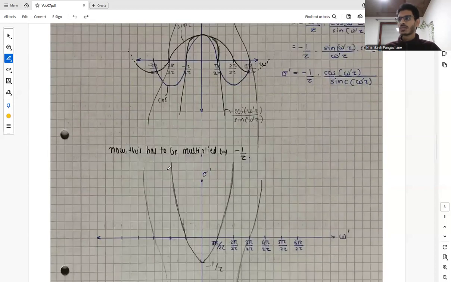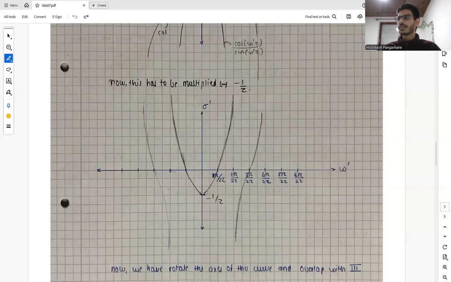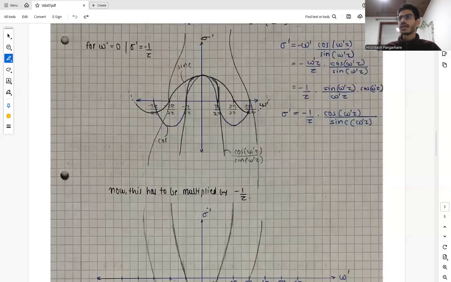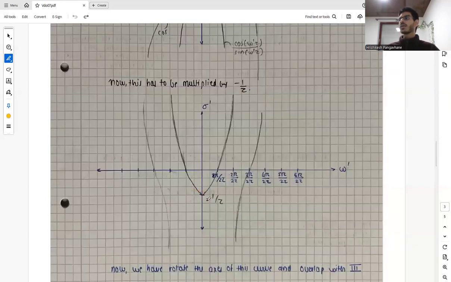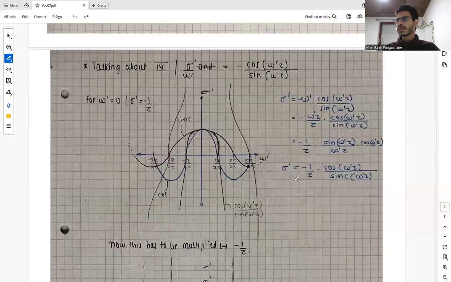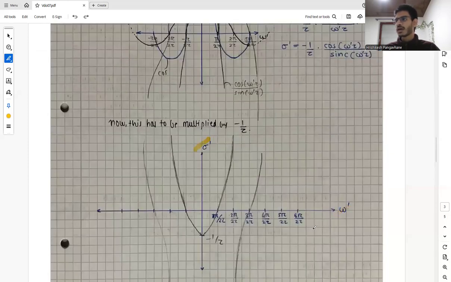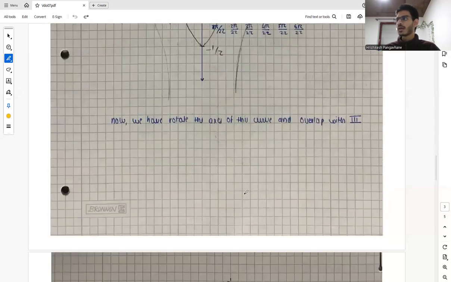But let's talk about it further. We have to scale it by the factor of 1 by tau. When we scale it, when omega prime is 0, sigma prime comes out to be minus 1 by tau. This is how the graph will look. But now we have to rotate the axis of this curve and overlap it with equation 3, because the graph of equation 3 was omega prime against sigma prime, and this is sigma prime against omega prime. So we just have to shift the axis and overlap this curve with the curve of equation 3.